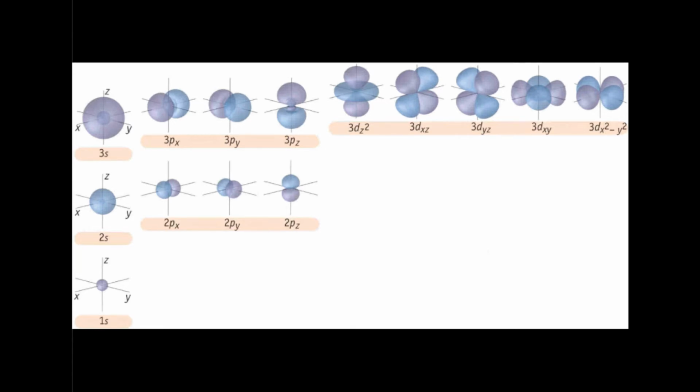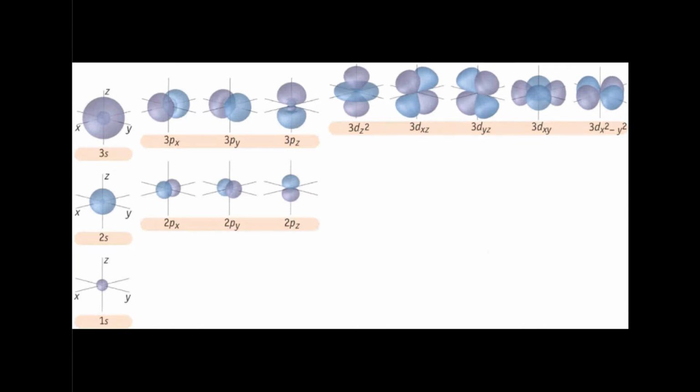Now, it gets a little bit more bizarre, I would argue, as we go looking at these other l values, our p orbitals and our d orbitals. First things first, these are all plotted for us along what's called a Cartesian coordinate system.